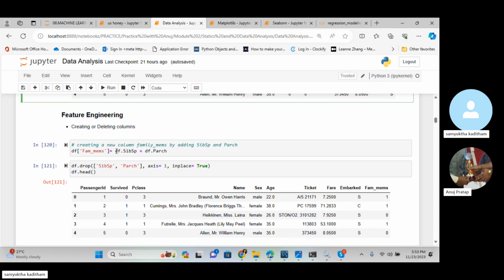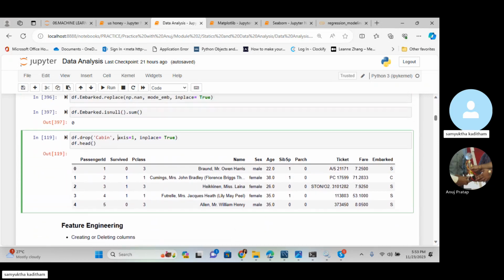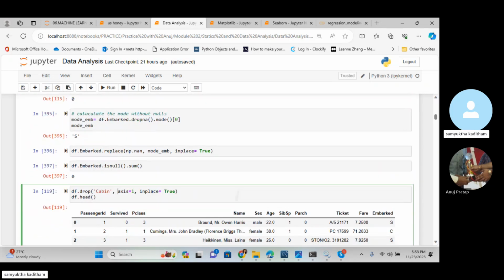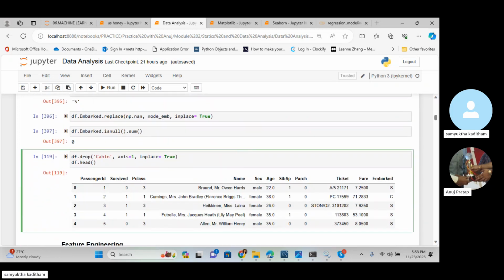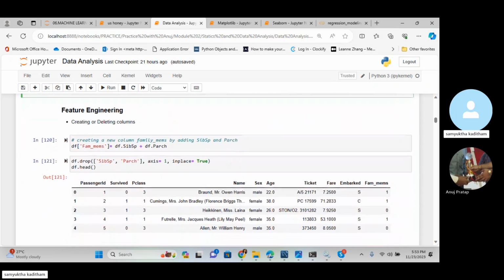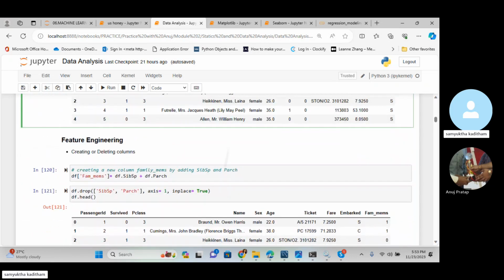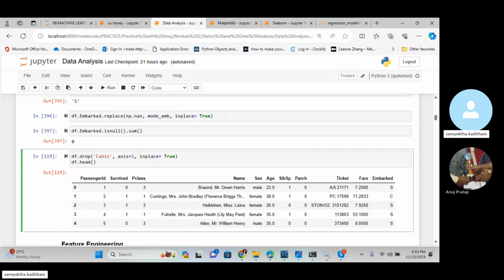Just tell me one thing. Before feature engineering, we did the EDA part, or it's data cleaning? It's data cleaning. So till now we just did the data cleaning. Now, feature engineering comes under the EDA part. So this is cleaning.